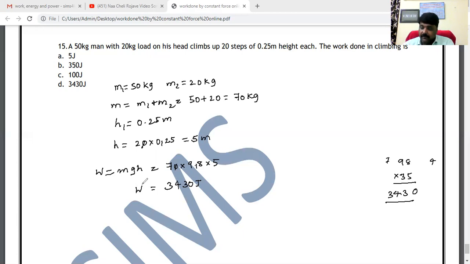3430. The work done on climbing up 20 steps of 0.25-meter height each by a man whose weight is 50 kg with 20 kg load on his head. Total it is 70 kg. W equals mgh. We got it as 3430 joules.